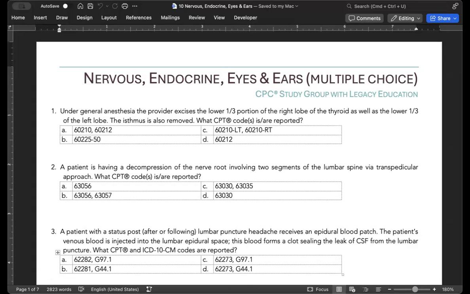We have, under general anesthesia, the provider excises the lower one-third portion of the right lobe of the thyroid, as well as the lower one-third of the left lobe. And then the isthmus is also removed. So the options that we have, two have 60210, and then we've got two that have 60212. Since those are right next to each other, let's go find those.